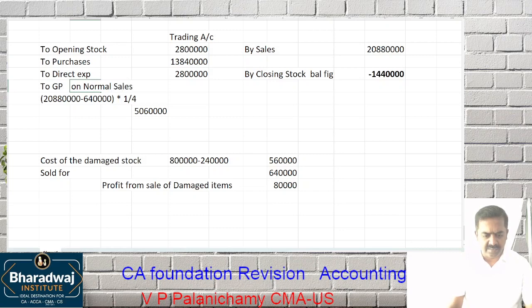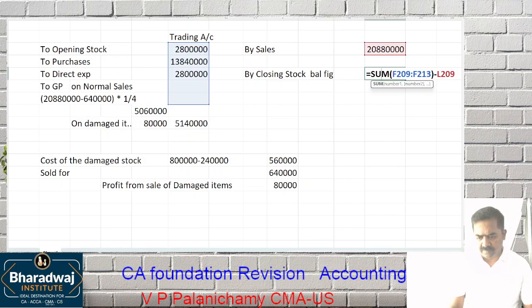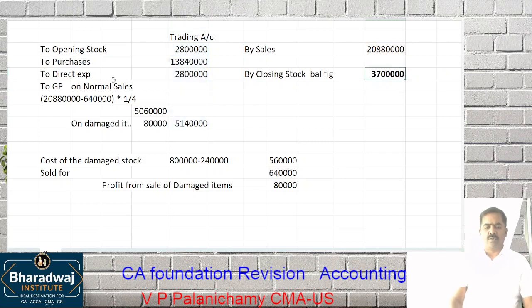On the normal sales, ரொம்ப simple. 2 crore 8 lakh 80,000ல 6 lakhs 40,000 is damaged item sold. Profit margin is 1/4. Then on the damaged item sold, on the damaged items எவ்வளவு profit இருக்குங்க? 80,000 profit இருக்கு. அப்போ what is the total gross profit? Correct. So this plus this, the tally பண்ணா you will get which one? Closing stock as a balancing figure.